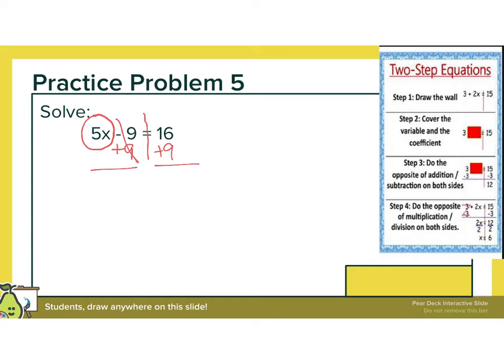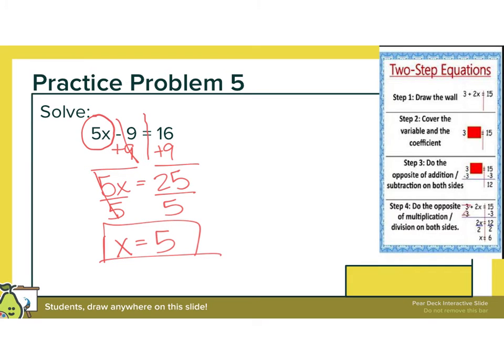The 9's cancel each other out. Bring down your 5x. 16 plus 9 is what? 25. Last step, divide. These cancel to 1. X equals 5.